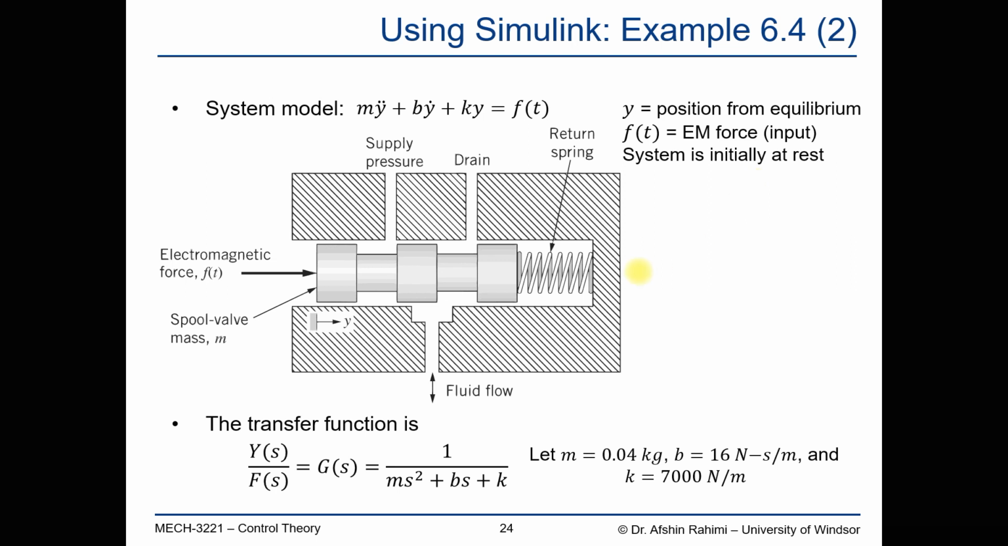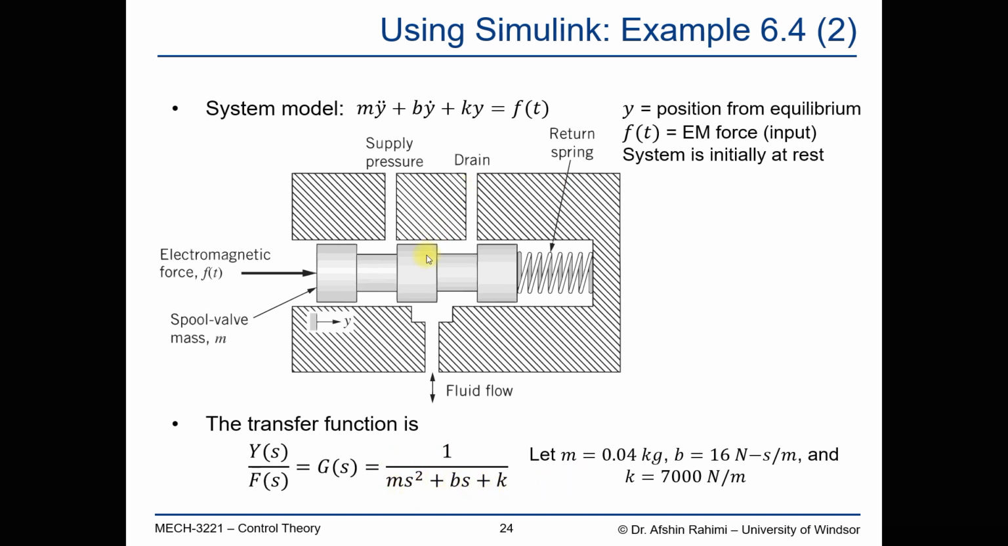So that means that we can actually use a transfer function to be able to simulate this system. We have also obtained the transfer function for this system using the system model. So doing that, as we recall, should give us the transfer function G(s), that is the fraction Y(s) over F(s), or output over input, equals this fraction as 1 over ms squared plus bs plus k.